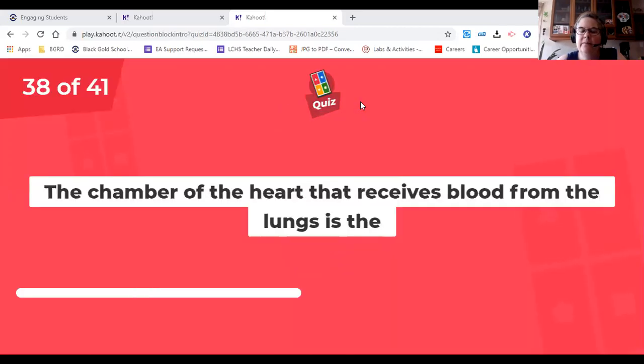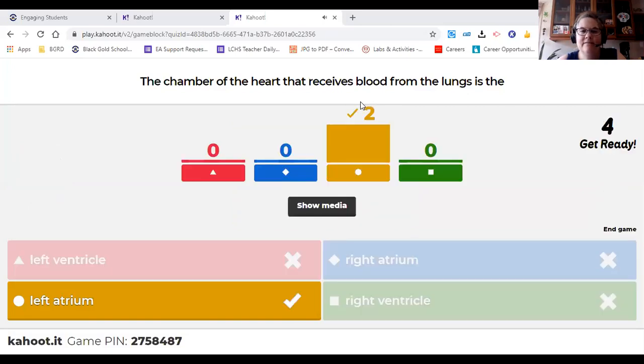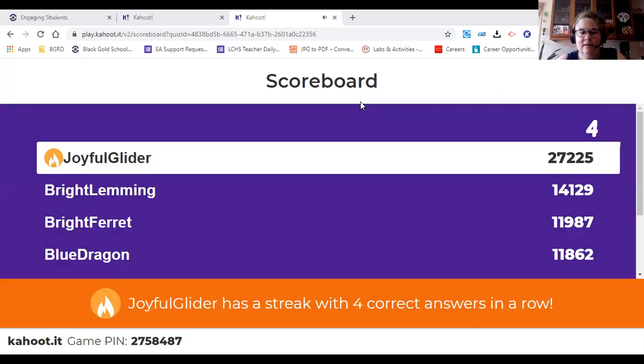The chamber of the heart that receives blood from the lungs is the left ventricle, left atrium, right ventricle. And we have the left atrium receives blood from the lungs. Good job, Blue Dragon. Okay, we are almost done.